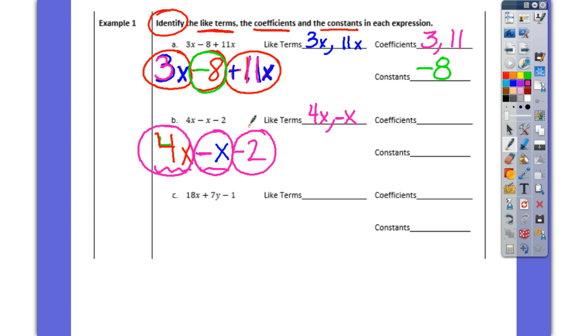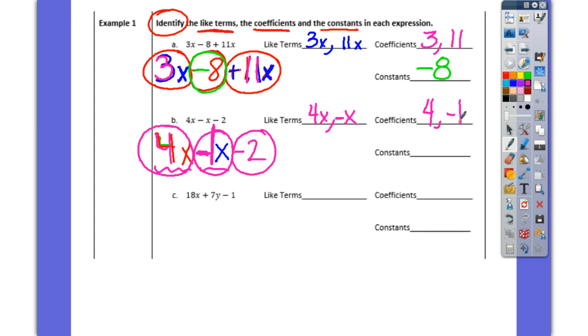Do I have any coefficients? 4, I'm hearing 4, and 1 and negative... Ooh, 1. Listen to you guys. 4 is with an x, so 4 is a coefficient. Negative 1, and we're saying this assumed 1 here with the x, and I also heard negative, so a negative 1 is a coefficient to that x. So we have 2 coefficients.